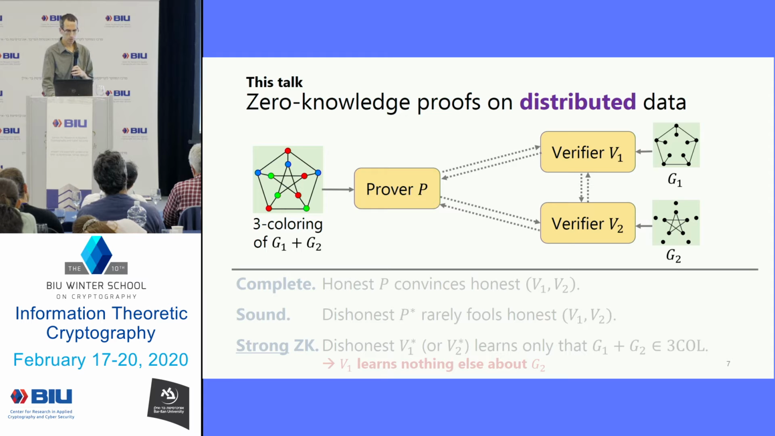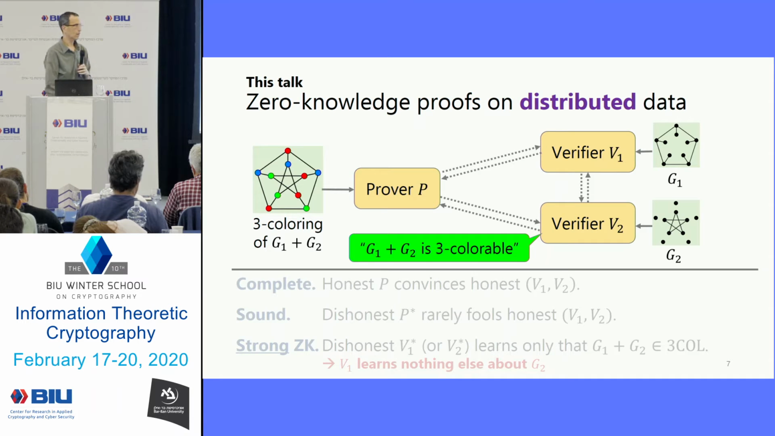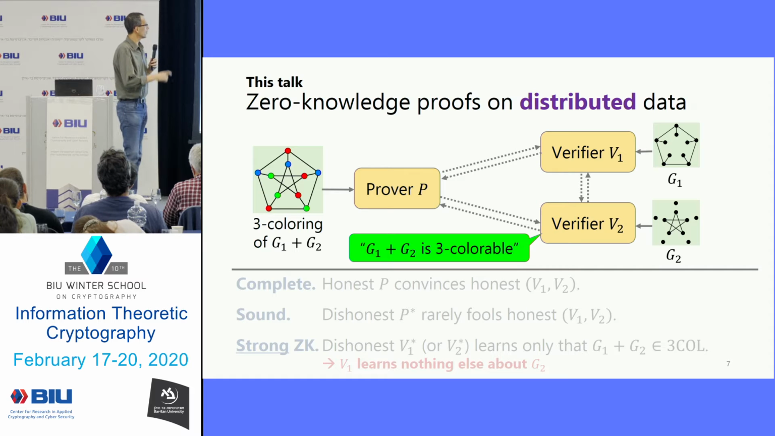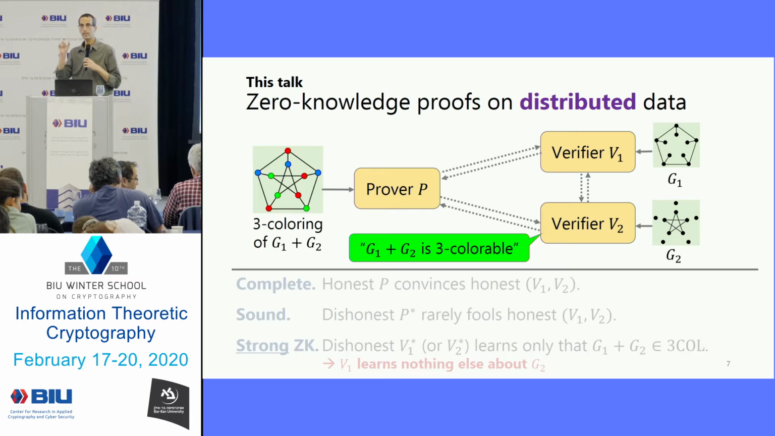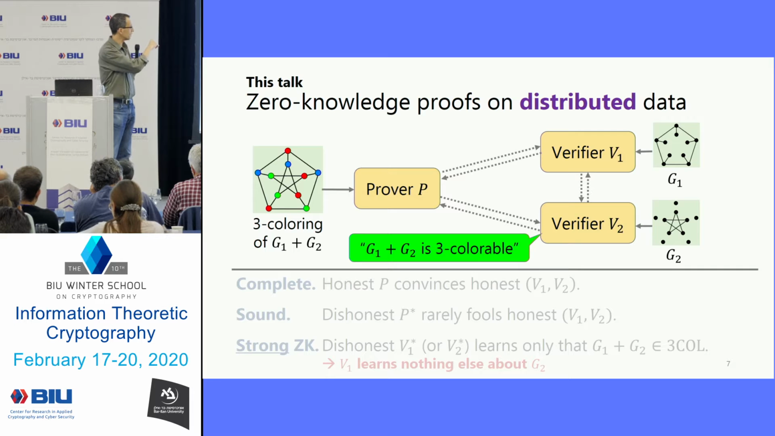And what we want to do is to have a protocol in which P proves not that either one separately is three-colorable, but that both together, maybe the sum is three-colorable. So G1 plus G2 is three-colorable.